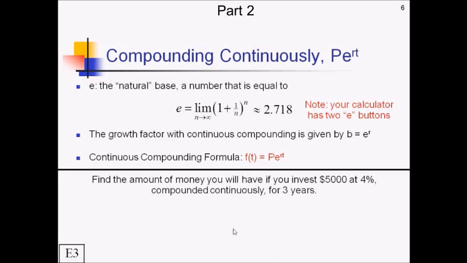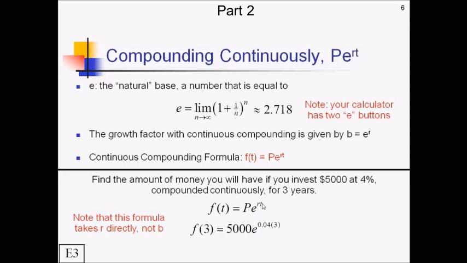So let's go ahead now and use this formula down here. Pause the video and see if you can get the right answer right off the bat using this formula. All right, let's see how that worked out for you. So I'm going to write, I call this the PERT formula. It sounds like a hair care product, but we've got a principal of 5,000. e is just the number e. It's on your calculator. Our interest rate now, we have to be careful. This formula takes our interest rate directly. There's no b value to calculate because e to the r is the b value. So we've got e to the 0.04 times 3.